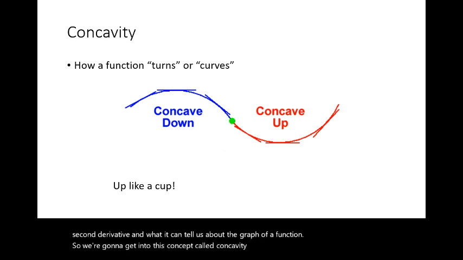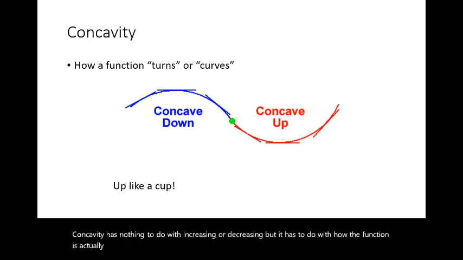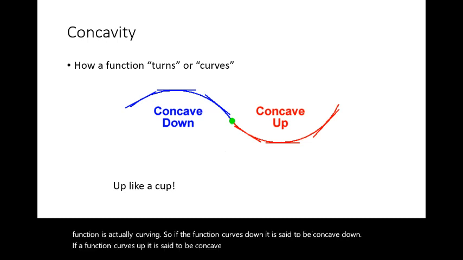Concavity is how a function curves or turns. Concavity has nothing to do with increasing or decreasing, but it has to do with how the function is actually curving. So if the function curves down, it is said to be concave down. If a function curves up, it is said to be concave up, like a cup.